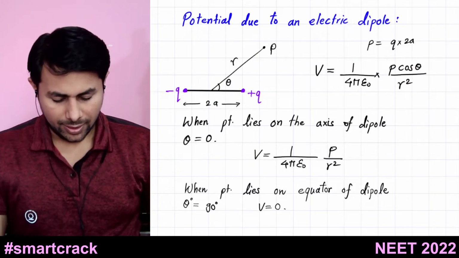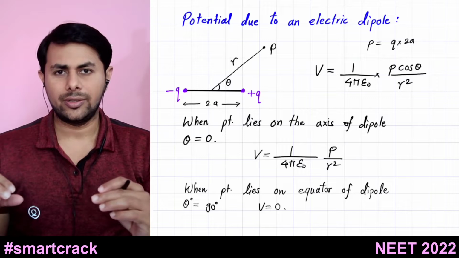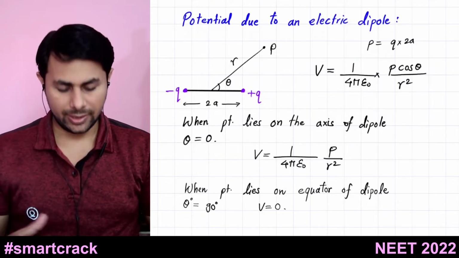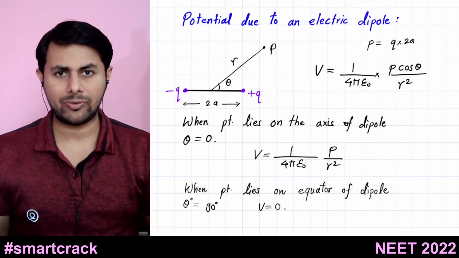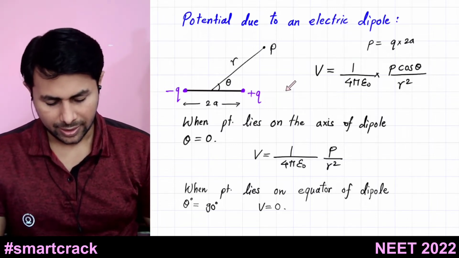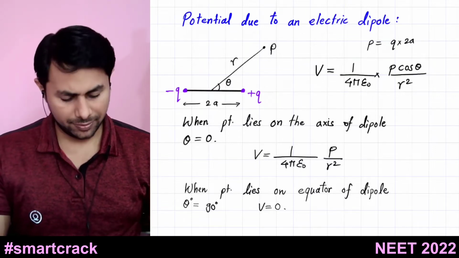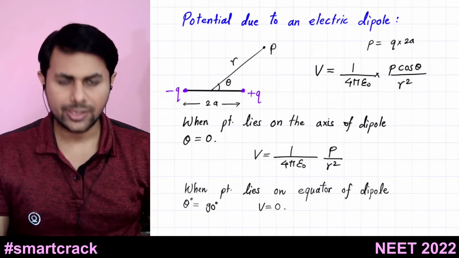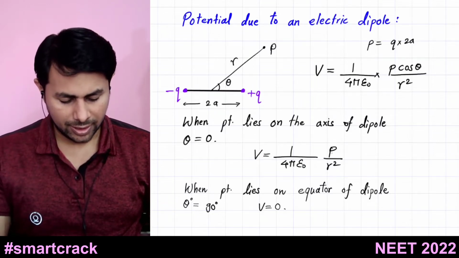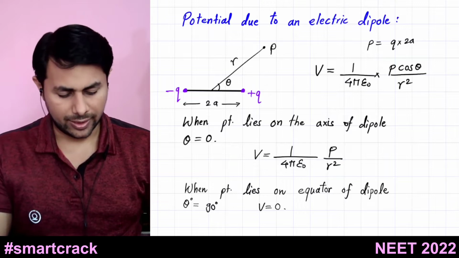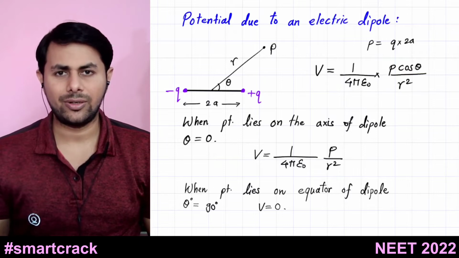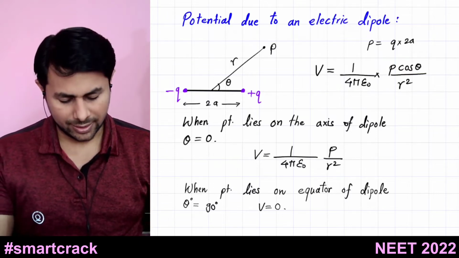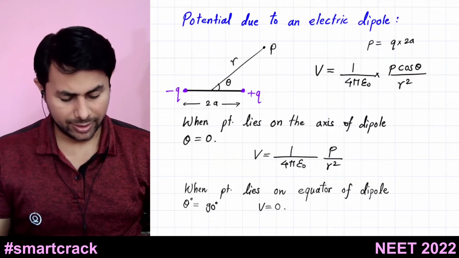All right. So now there are two particular points of importance. One is the axial point. For an axial point, theta will be equal to 0. That means if we are taking any point on this axis, for it theta will be equal to 0, and then the formula for potential is given by 1 over 4 pi epsilon naught into p over r square. Okay, see, if you put theta equals 0, cos of theta will be equal to what? 1. Cos of 0 is 1, and you get this formula 1 over 4 pi epsilon naught multiplied by p over r square.